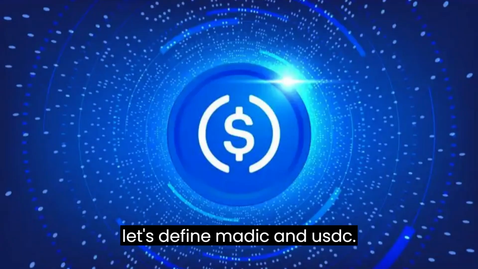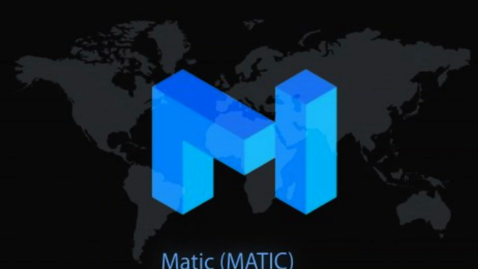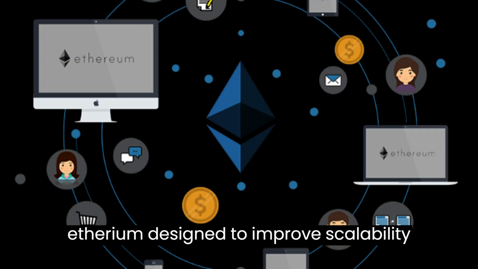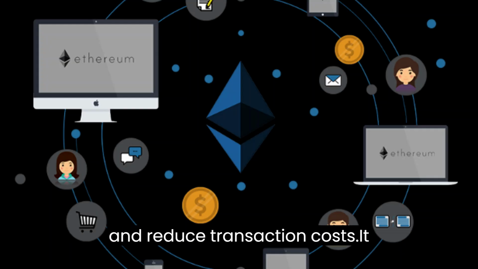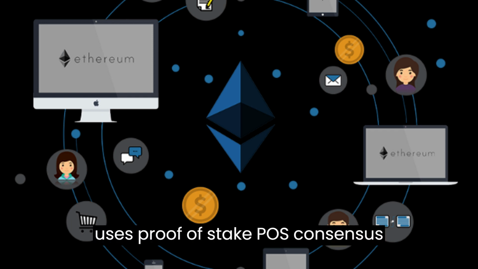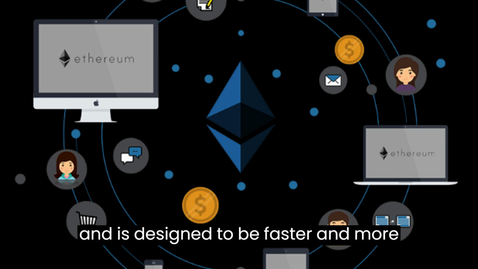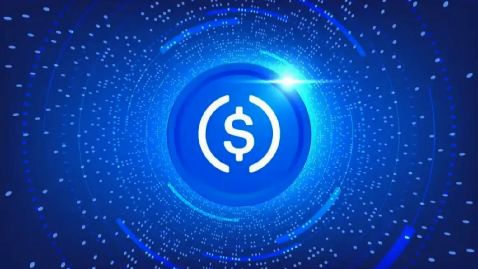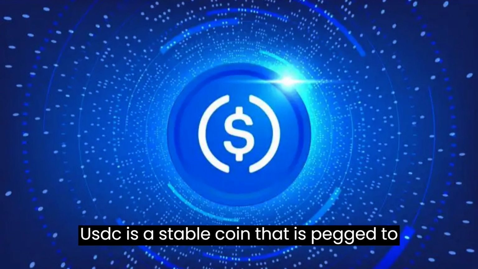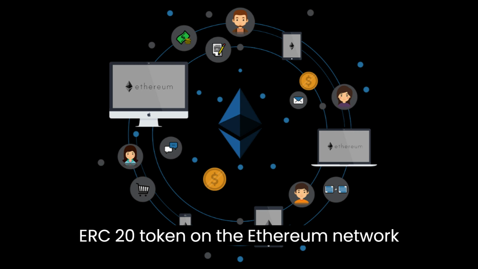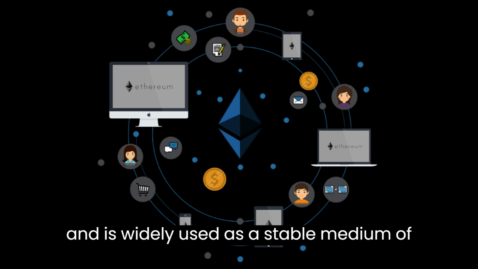Now, let's define MATIC and USDC. MATIC is a Layer 2 scaling solution for Ethereum, designed to improve scalability and reduce transaction costs. It uses proof of stake, POS, consensus, and is designed to be faster and more efficient than the main Ethereum network. USDC is a stablecoin that is pegged to the US dollar. It is an ERC20 token on the Ethereum network and is widely used as a stable medium of exchange in the DeFi ecosystem.